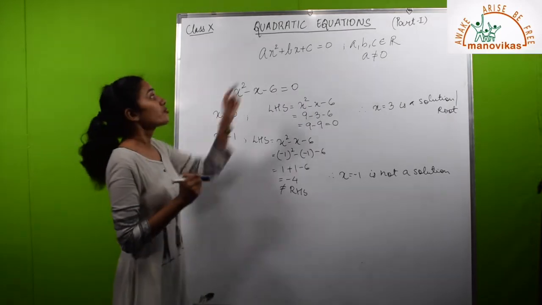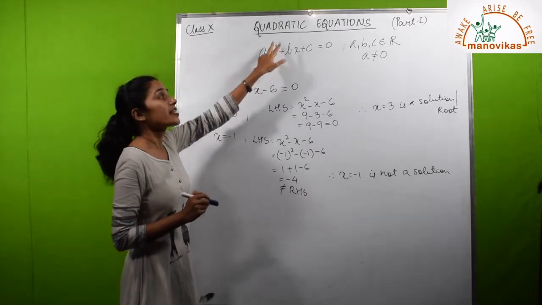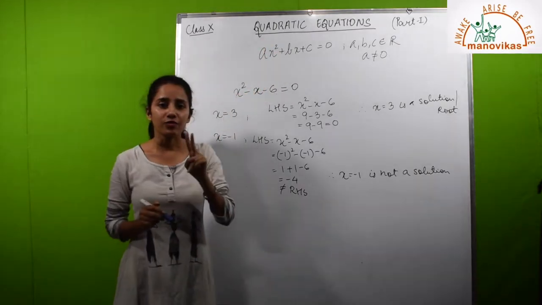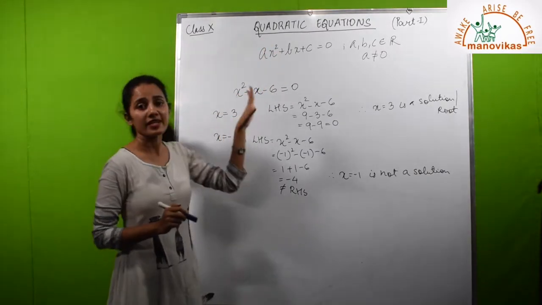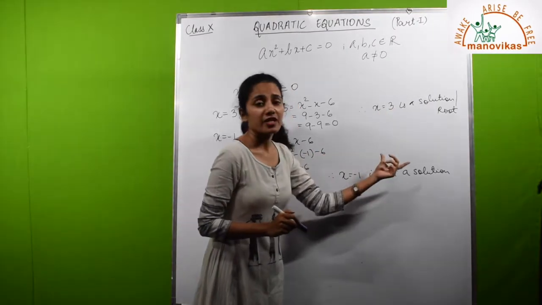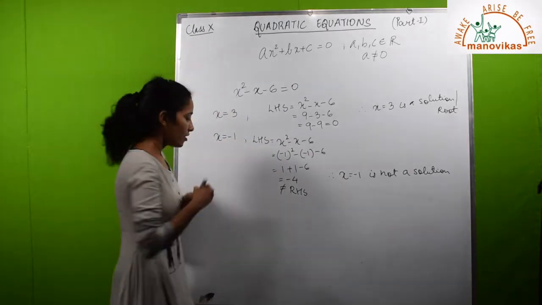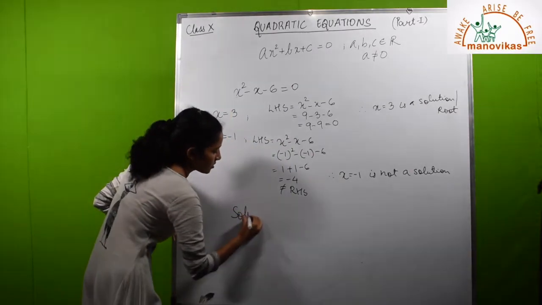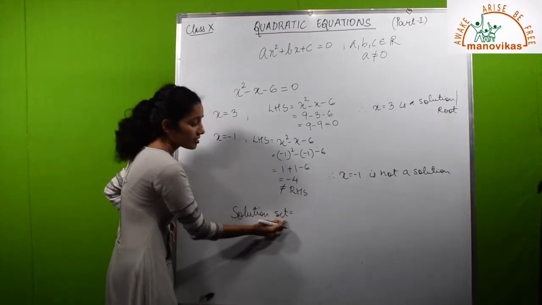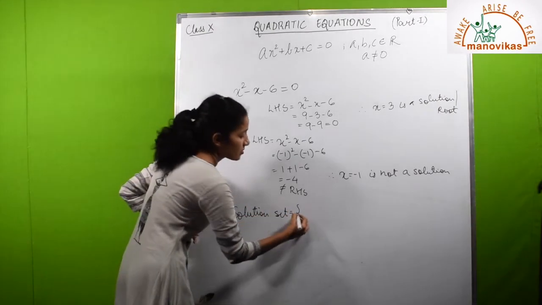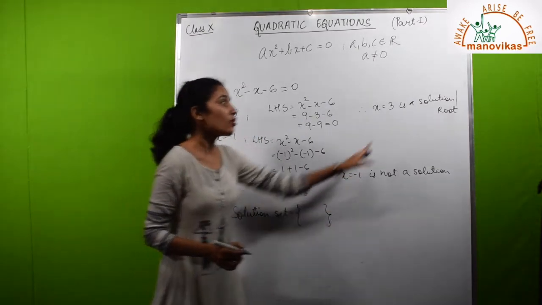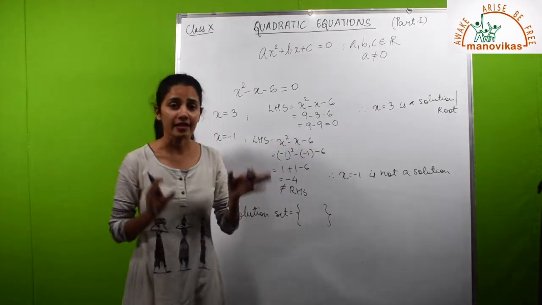Now note that a quadratic equation has the highest power as 2, which means there are always two values which will satisfy the given quadratic equation. Whatever solutions you get, you put them in a solution set. Note that a set is always written in curly brackets, and this is the set which contains all the solutions of the quadratic equation.